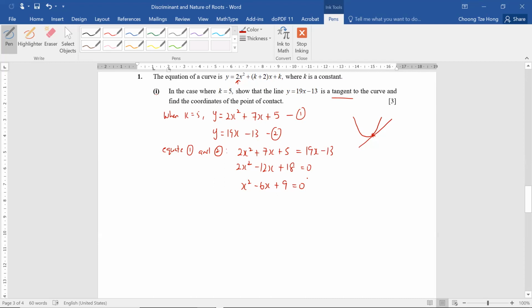So how to verify that? We find the b squared minus 4ac, and the b squared minus 4ac should become 0. So that's what we're going to find. b squared minus 4ac equals, find the discriminant. So indeed you get 36 minus 36, so you get 0.